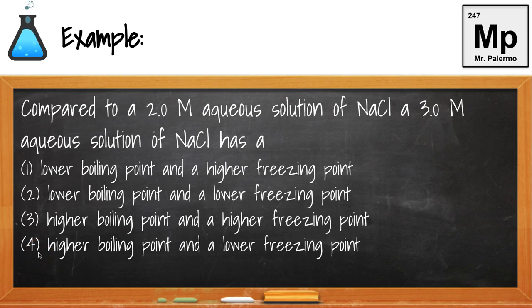Recapping what we just learned, the more particles we have, the greater the effect on increasing the boiling point and decreasing the freezing point. Ionic substances do that better because we have more particles as they break apart into ions. And if we're looking at two of the same type of solute, like in this case where both are sodium chloride, the higher concentration is going to give us more particles and have the same result.